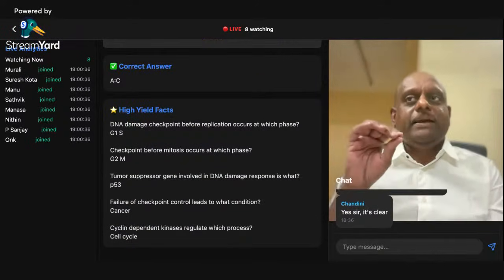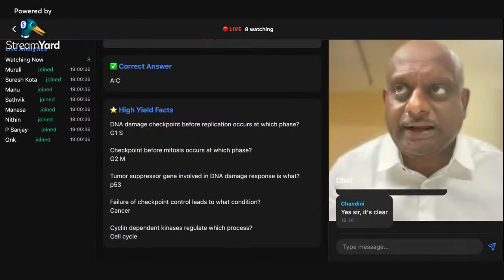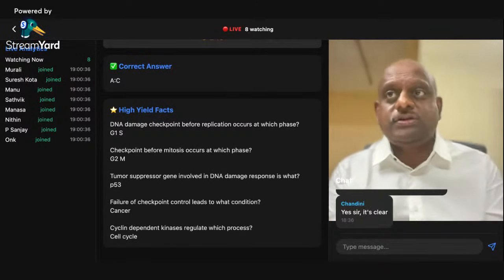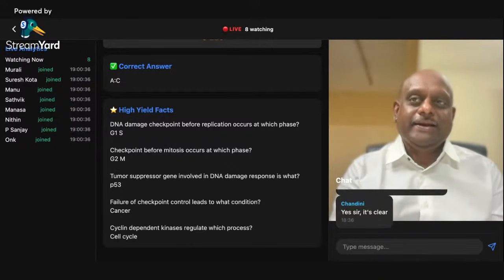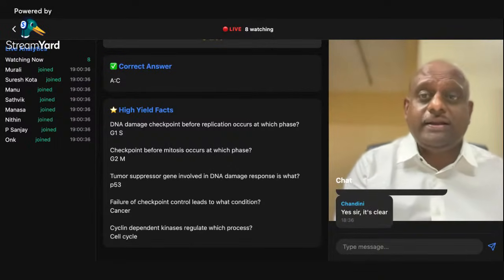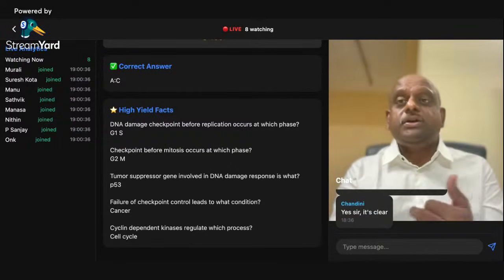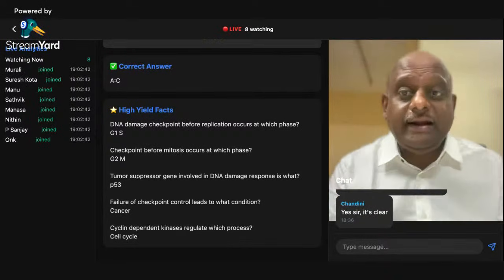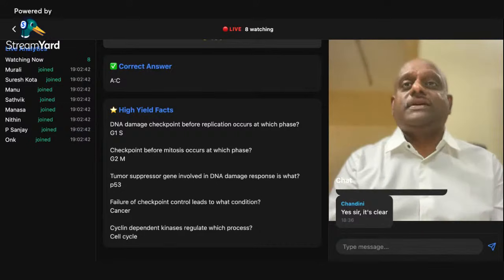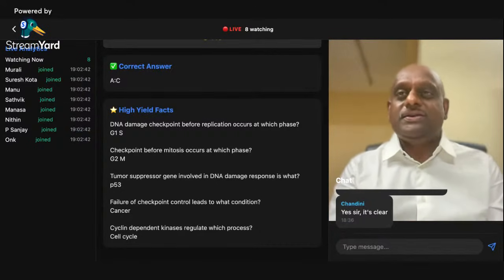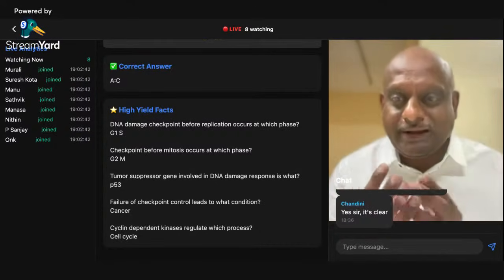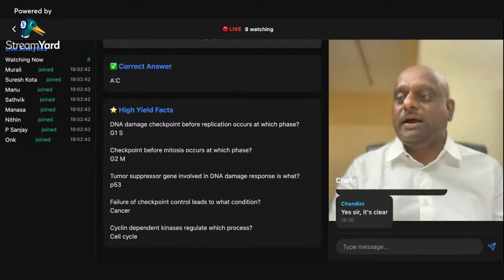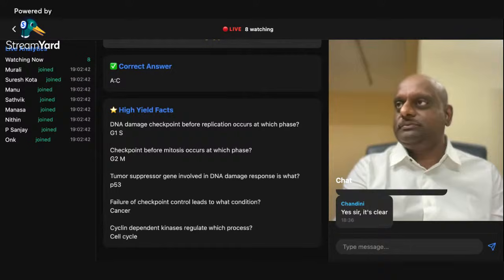So, DNA damage checkpoint before replication occurs is at G1S. Checkpoint before mitosis occurs, G2M. And the tumor suppressor gene involved in the DNA damage response is P53. And cyclin-dependent kinases, CDKs, are the ones which basically control the cell cycle, is what you need to remember. Yes? Now, let's go to the next question.